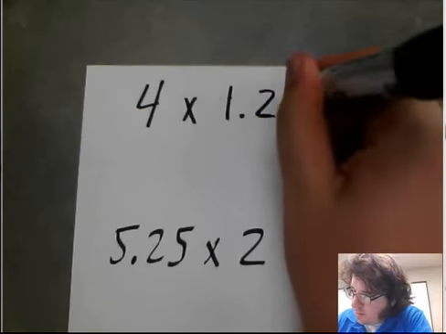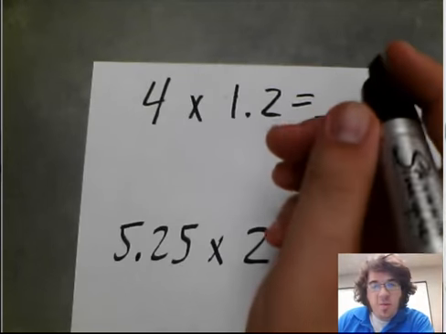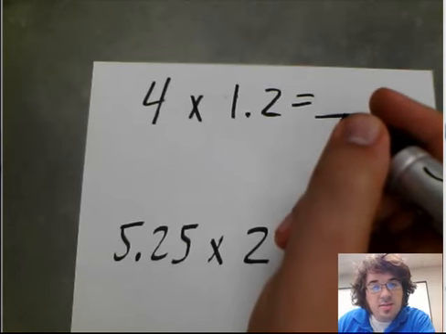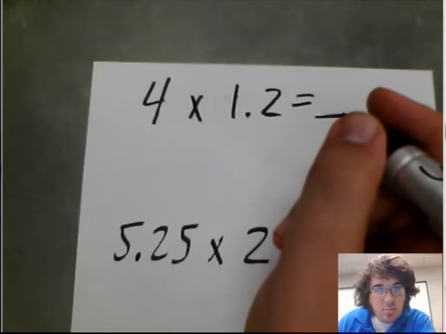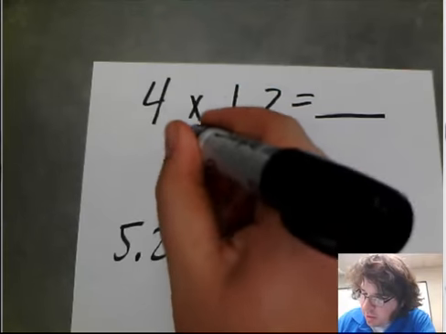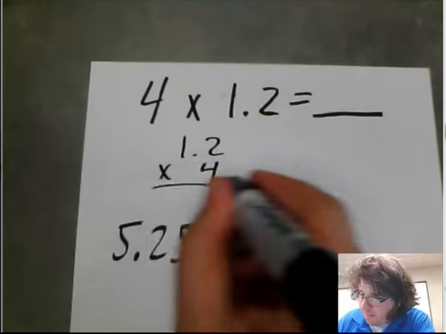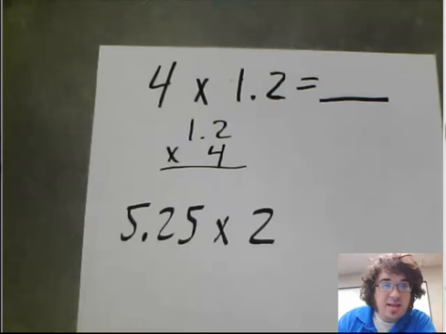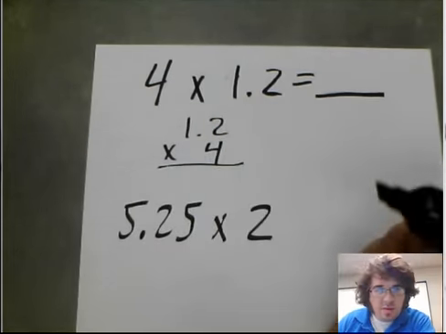First thing, we have 4 times 2.1. With multiplication, it doesn't matter which one comes on top. I always find it easier to write the number that has more digits on the top. So I'm actually going to write 2.1 on the top and multiply that by 4. When we write it vertically, it's going to be a lot easier for us than if we try to do it horizontally like this.